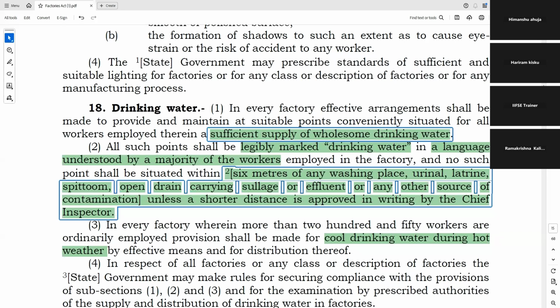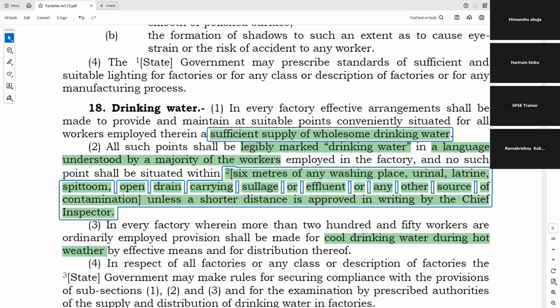You can locate it farther than that, but there is also a provision. If you can prove that your process requires it to be kept within 6 metres, you have to take a written permission from the inspector of factories. You can get the written approval from the inspector of factories. That provision is there. Okay, sir.